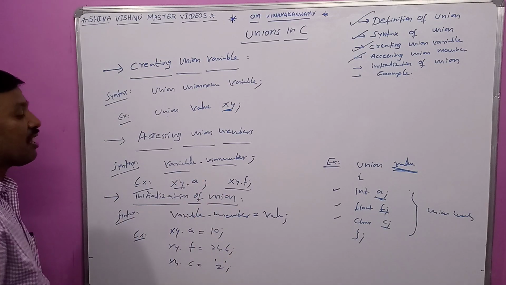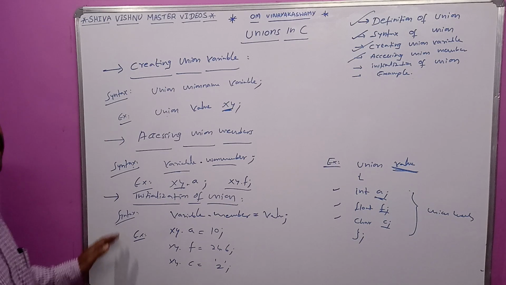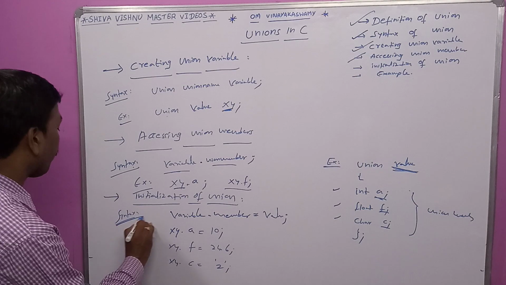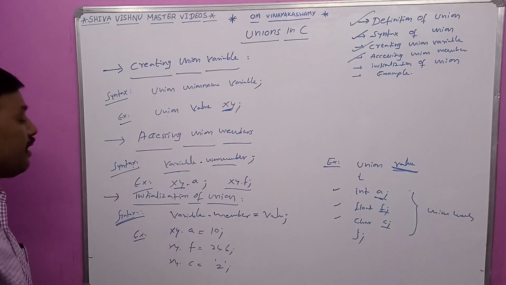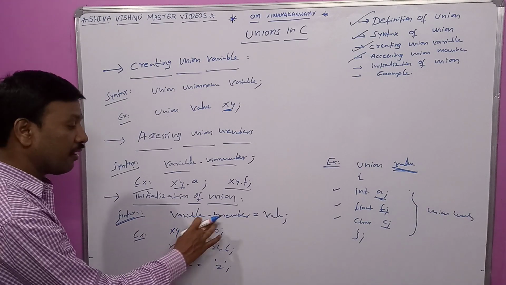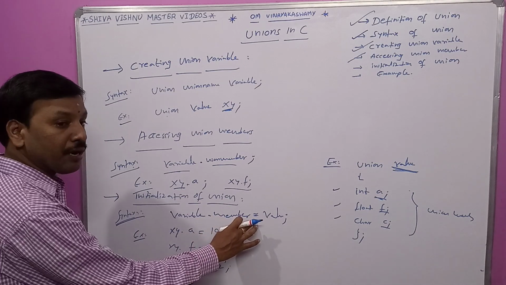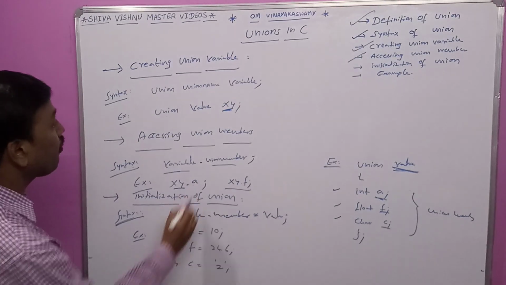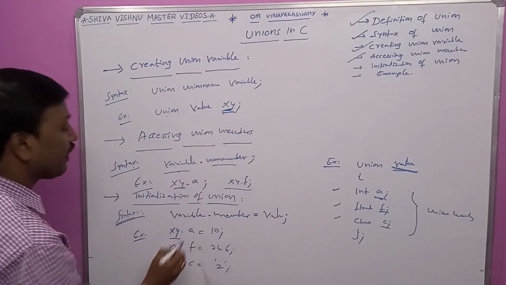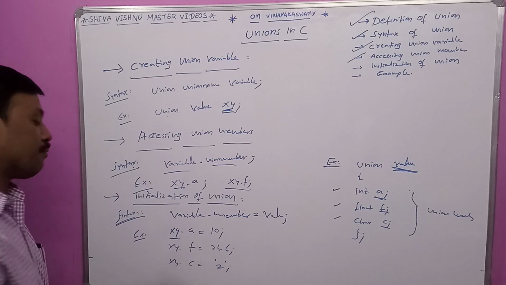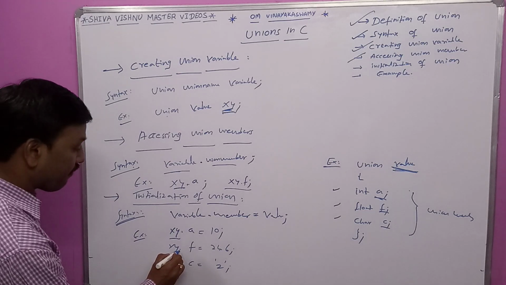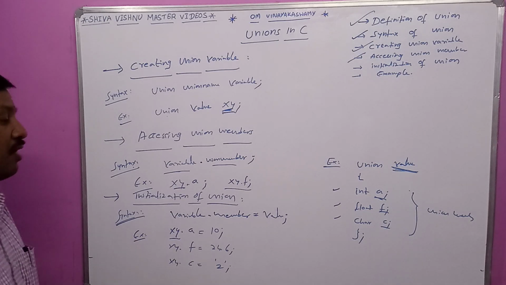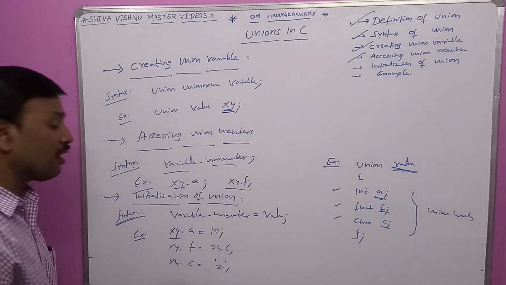Next is the initialization of union. Here you can see we are assigning the value. The syntax is represented as the variable dot union member, assignment operator, value, semicolon. For example, the variable xy dot member a equals 10 semicolon. Here xy is a variable, and member f is assigned a value. Here also, xy dot member c equals, we are assigning.